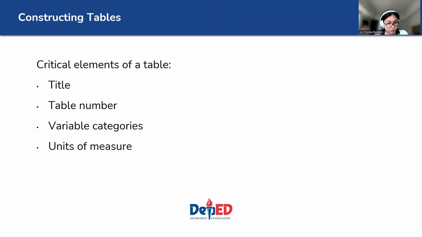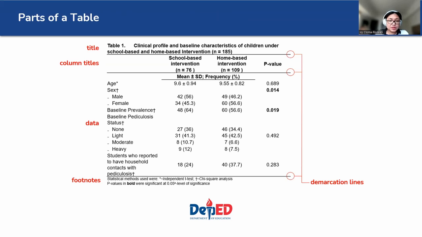So this is an example. You can see there is the table number and the title. You have the column titles, and you have the rows and the data itself. You have the demarcation lines here, these horizontal lines. And finally, you have the footnotes whenever necessary. There. So it is structured in that manner. It is clean and easy to read.